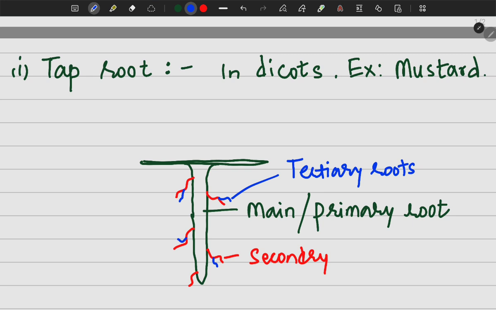So this kind of root system is called a taproot system. In taproot system, there is one long root which goes deep into the soil, and which is called the main or the primary root, and then it bears different kind of lateral roots. So example is mustard. Taproot is basically found in all the dicots.